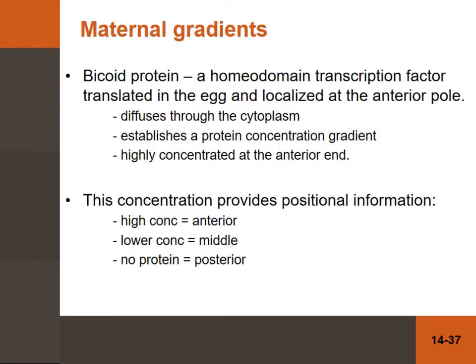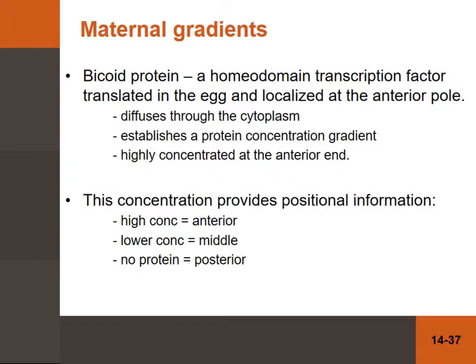Let's start with the bicoid protein. So this is a homeodomain transcription factor. It's translated in the egg and it's localized at the anterior pole. It diffuses through the cytoplasm. And keep in mind that the early Drosophila embryo actually lacks any cell membranes that would impede the diffusion of proteins. So bicoid can actually diffuse through the entire embryo.